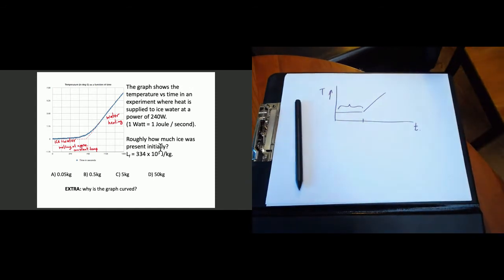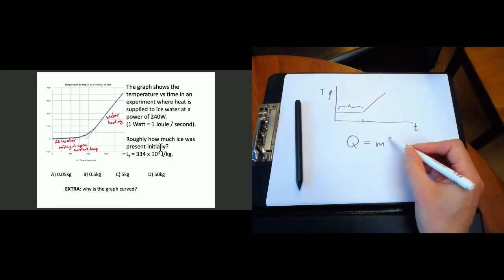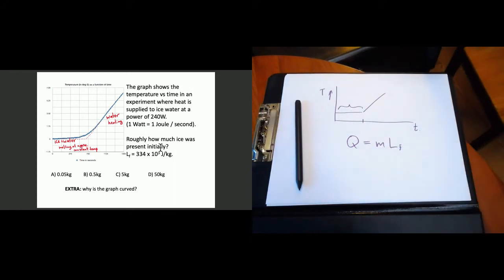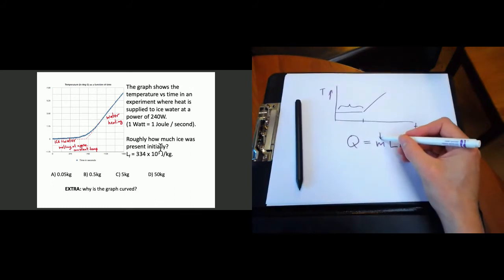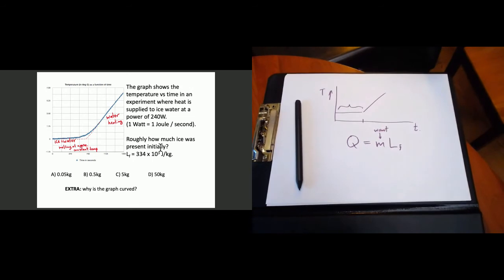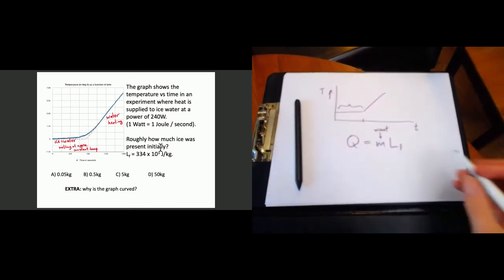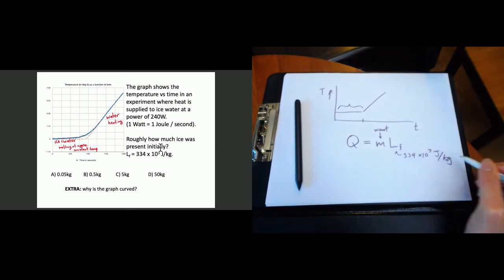And so what we want to do is relate the graph to this latent heat formula. So we want to understand how much ice was there originally. We know the latent heat of fusion. And so what we're going to need is to figure out how much energy we added in order to melt that ice.